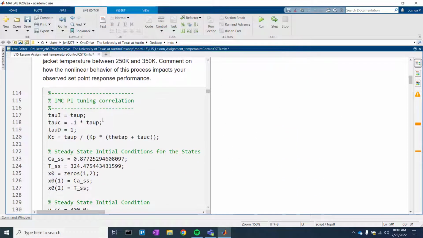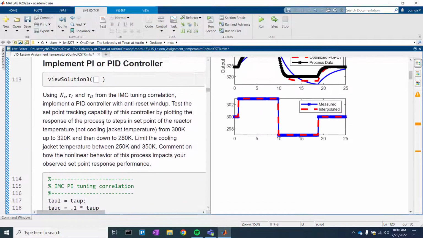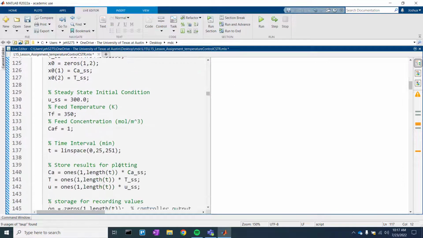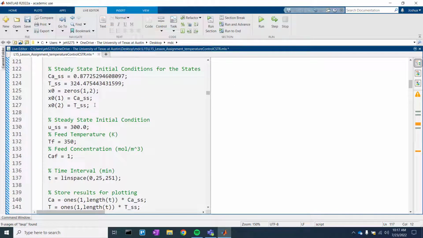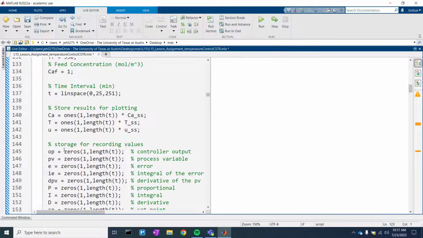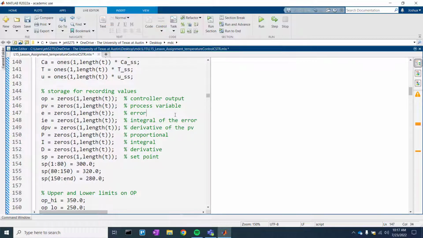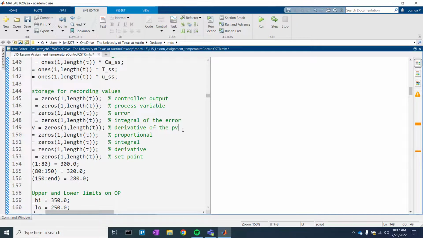We'll go ahead and implement a PID controller. The first thing we'll do is we have these tuning constants. I'm going to go ahead and take out the semicolon so that we're able to see what the actual outputs are. And then we're going to look at how well it performs. To do that, we have our initial states and our steady state conditions again. We initialize the variables for the controller output, for the process variable, for the error, integral of error, derivative of error, actually it's derivative of the process variable, and proportional, integral and derivative portions of that PID equation.